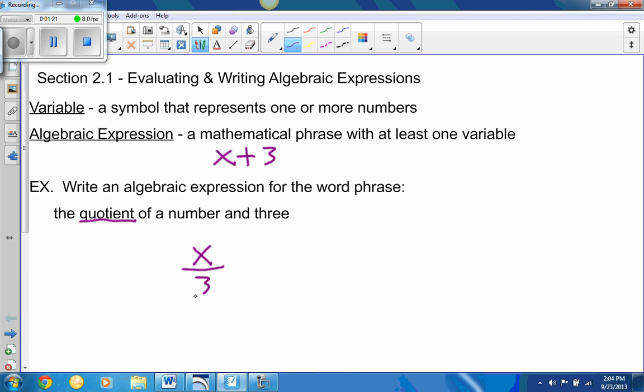There's a couple different ways we could write it. X over 3, that's x divided by 3. Or you could very simply just write x divided by 3. The reason you can't write 3 divided by x is because it doesn't say the quotient of 3 and a number. It says a number and 3. So a number has to come first, either on top or first written there.